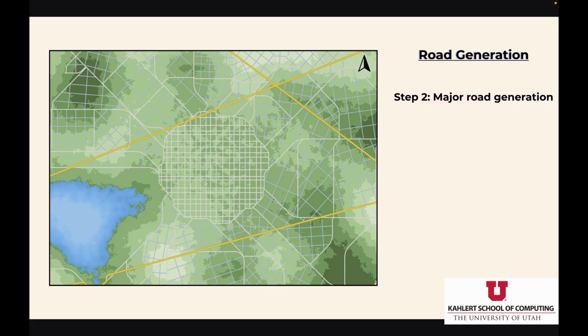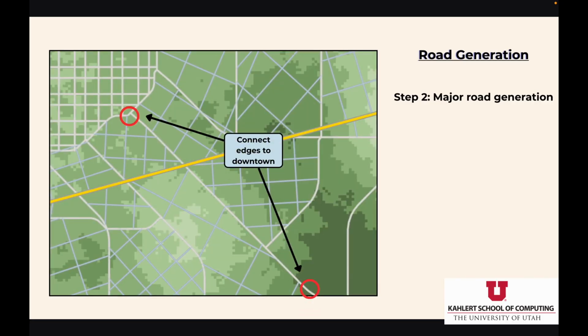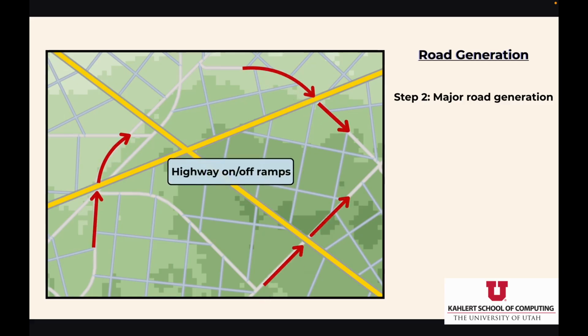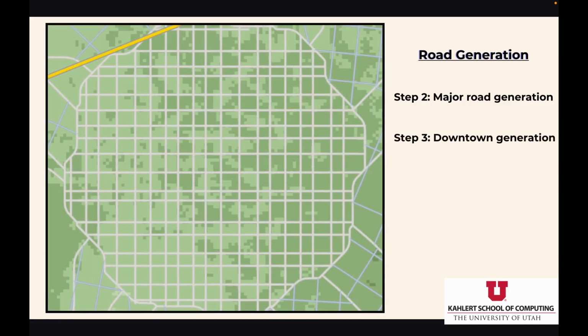We use similar logic to generate major roads. In this case, we are connecting the edges of the map to downtown. We also want to provide on and off ramps to the highway for efficient city navigation. Lastly, we want to place downtown in a way that makes sense. We want to put it in a place that's not too steep and fits on the map nicely. We can then draw a grid over downtown to best represent the most urbanized part of the map.